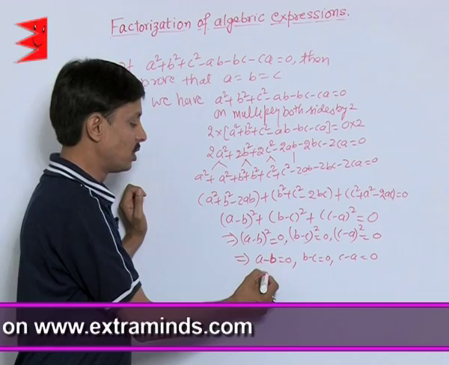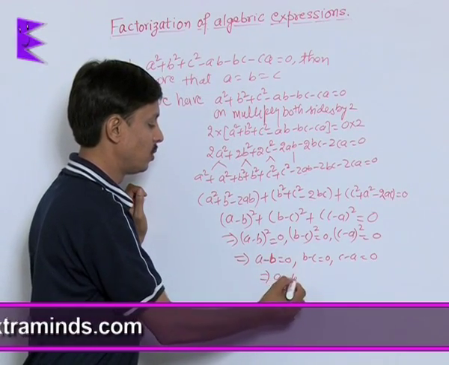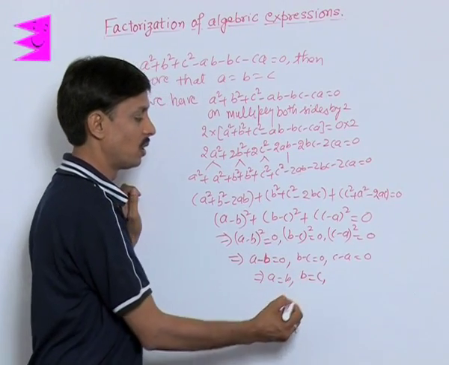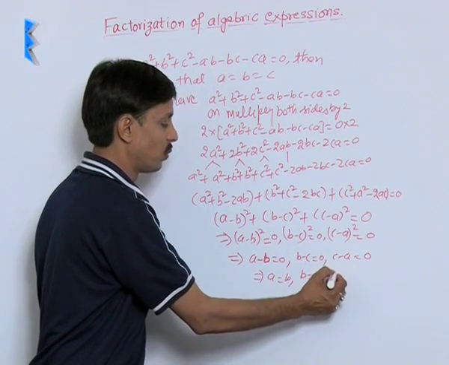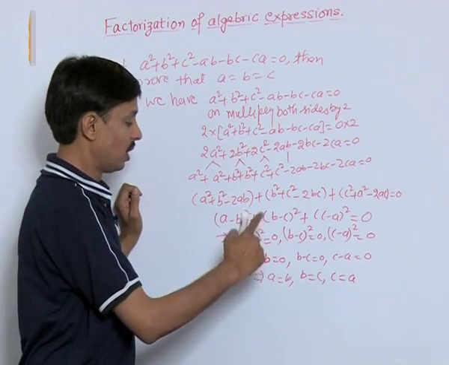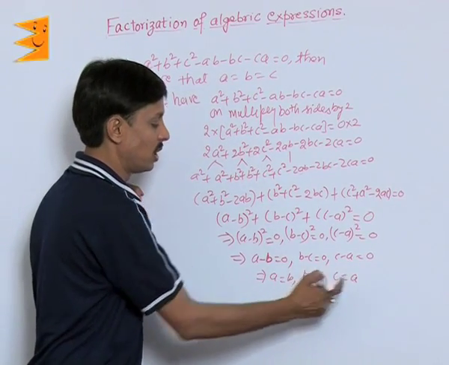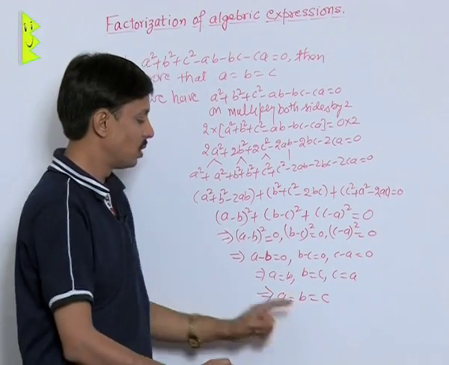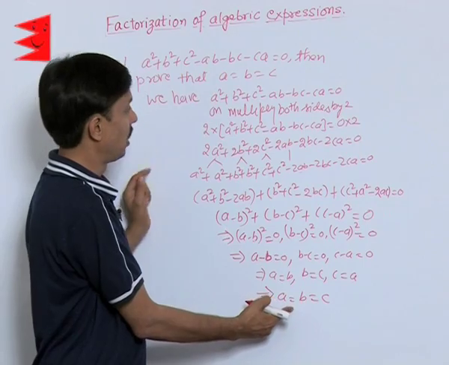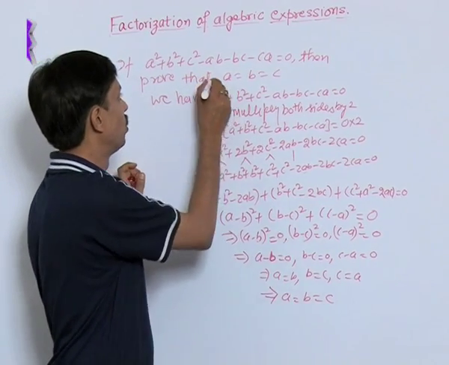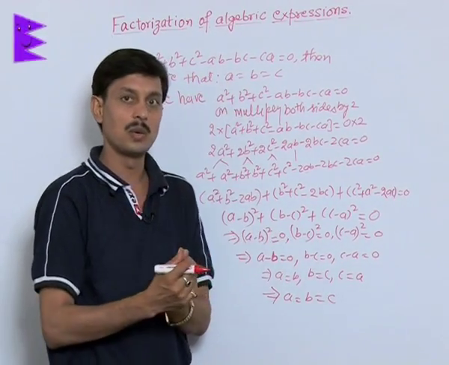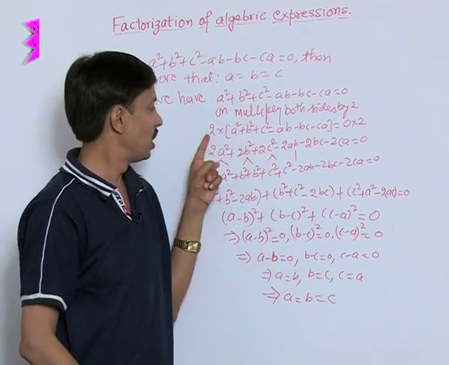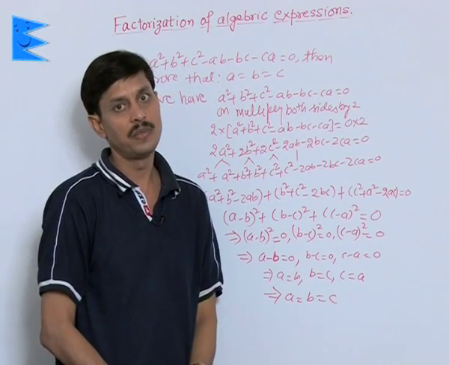If a minus b is 0, what does this imply? A is equal to b. If b minus c is 0, what does this imply? B is equal to c. If c minus a is 0, what does this imply? C is equal to a. So a is equal to b, b is equal to c, c is equal to a. What does this imply? A is equal to b is equal to c. This is our required relation that we wanted to show. So this is a question where a lot of skill is required. Initially how to multiply by 2 and then using the identities.